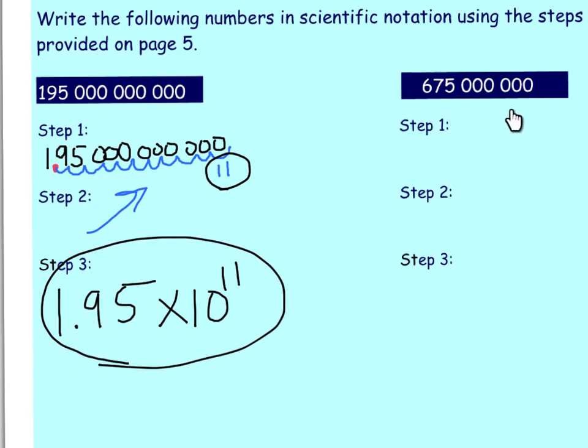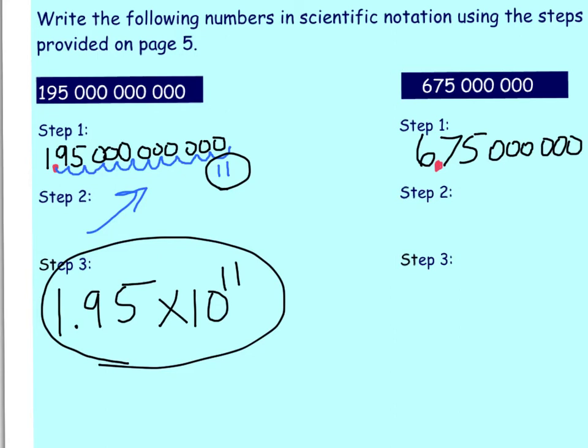Let's do one more example. Here we go. Take that decimal, put it right here. Okay, now we've made a number which is 6.75. Step 2, we're ready for step 2. Step 2, we're going to count and walk our way to the end.